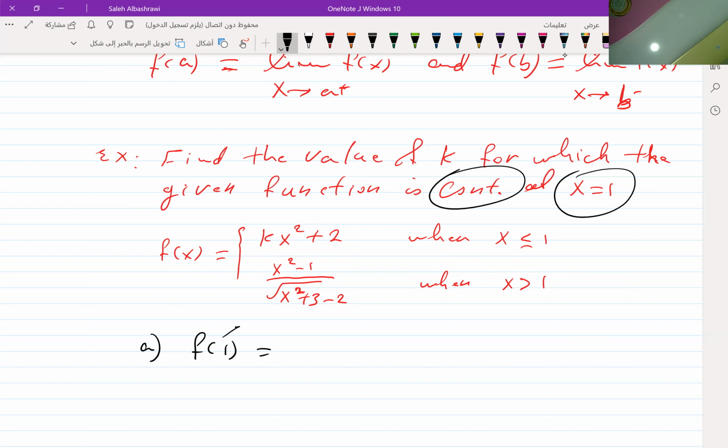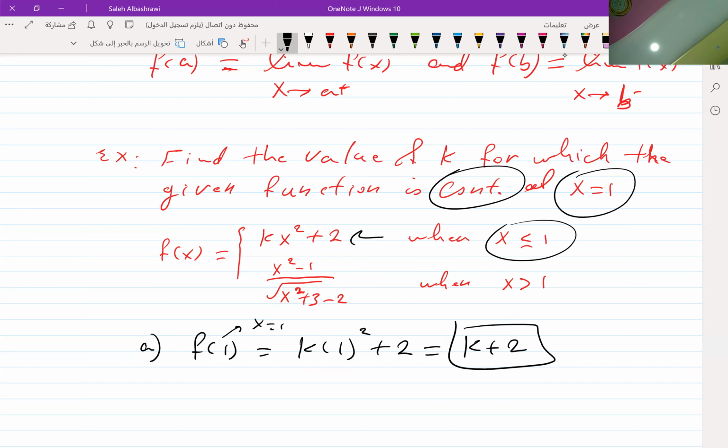F of 1 means x equal to 1. When x equal to 1, it is this part, the first one. So we replace 1 in the first part, k multiplied by 1 square plus 2. This will equal k plus 2. So f of 1 is equal to k plus 2, and this must be defined for the function to be continuous.